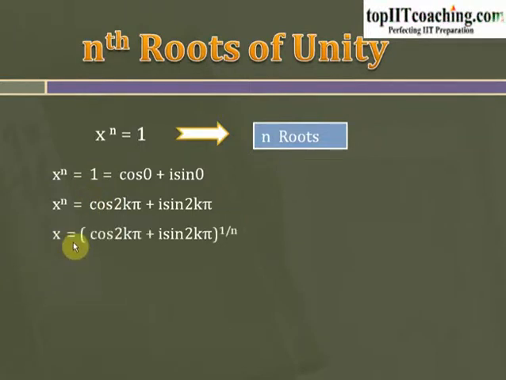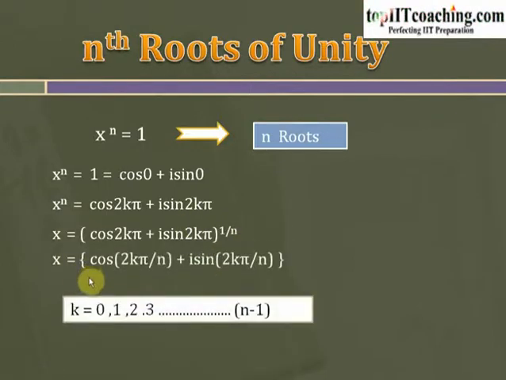Now x would be equal to cos of 2k pi plus iota times sine 2k pi to the power of 1 by n. We have taken nth root. And from De Moivre's theorem, we get x equal to cos of 2k pi by n plus iota times sine of 2k pi by n. Now k is a variable whose values can be 0, 1, 2, 3 and so up to n minus 1. Thus we get n roots.